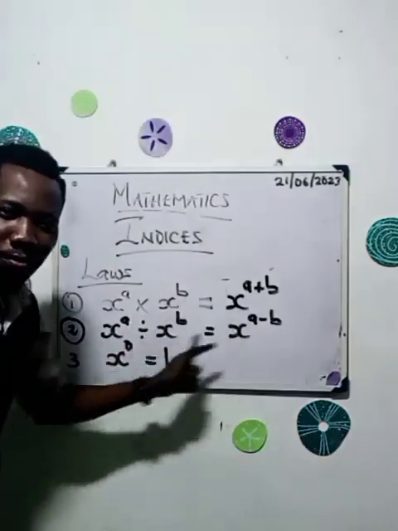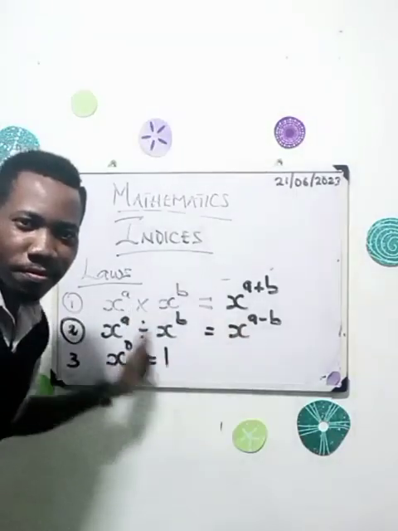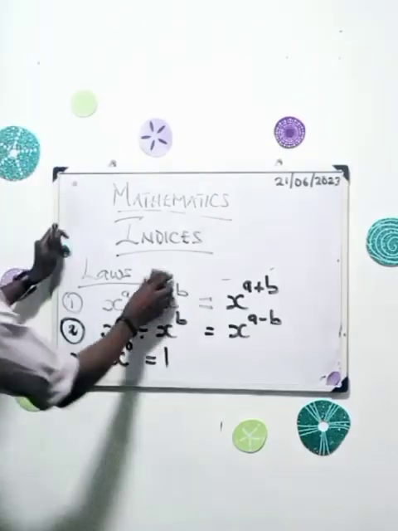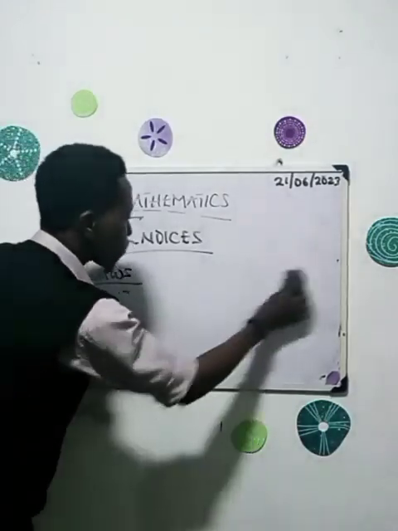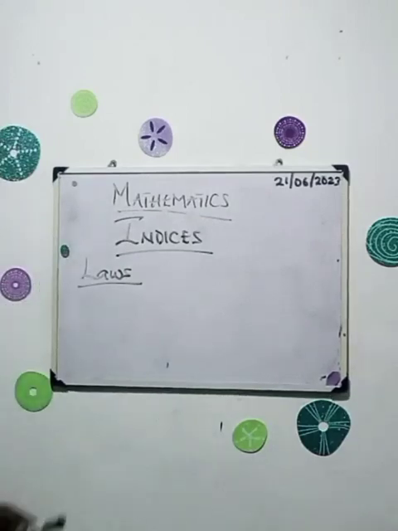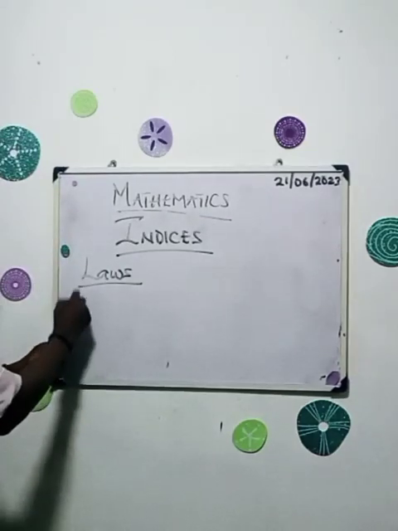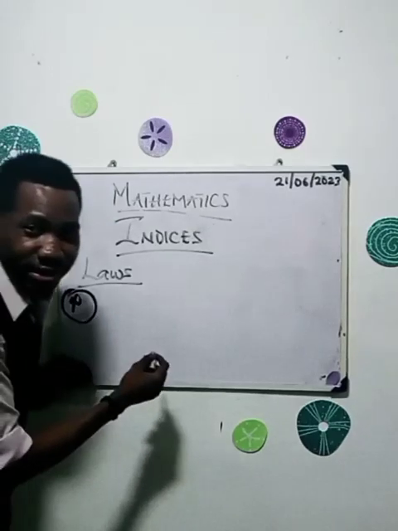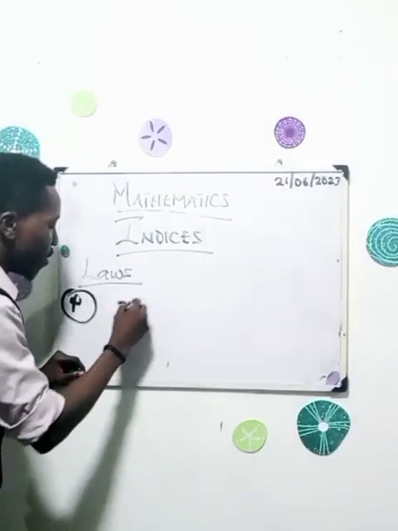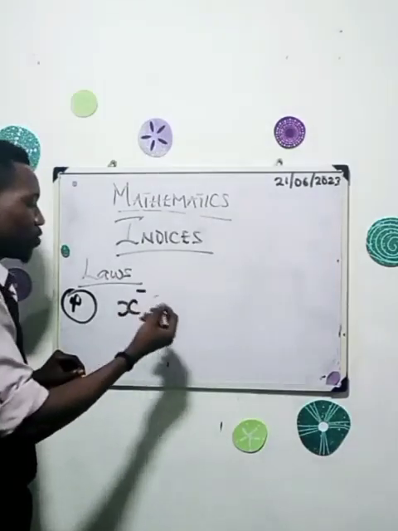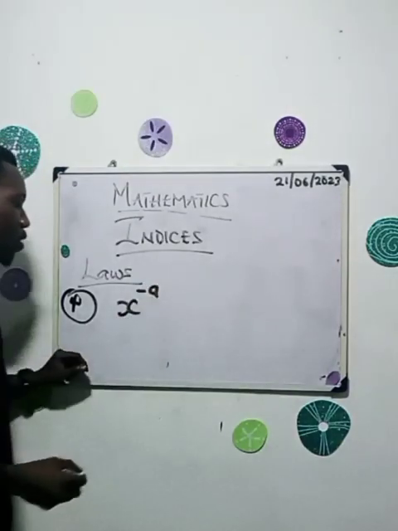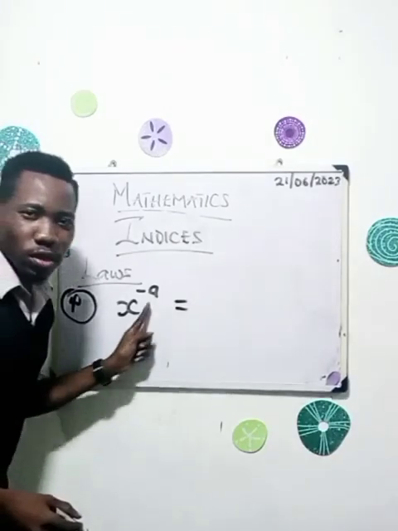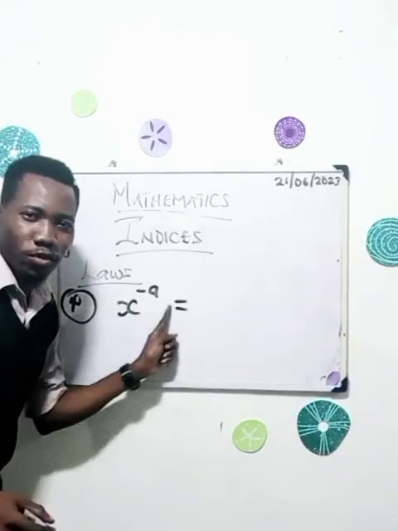Can I wipe up this board now? Yes, okay. Number 4. So rule number 4 says, when you have a negative index, a negative power, so you have x raised to the power minus a, what you are going to do is to reciprocate this raised to this power.